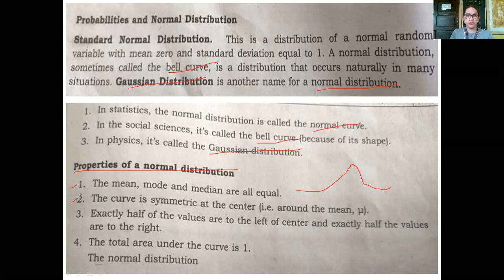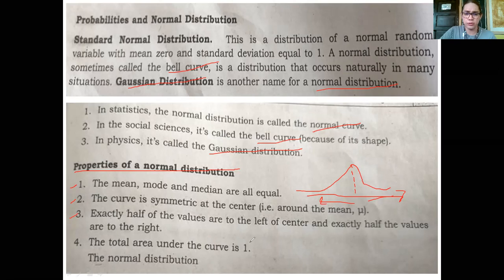So another property is the curve is symmetric at the center. So I already have drawn it here, right? Sorry for my penmanship. I can't really write it correctly and equally. So again, the curve is symmetric at the center. And then exactly half of the values are to the left, from the center to the left, and exactly half the values are to the right. So the total area under the curve is 1.